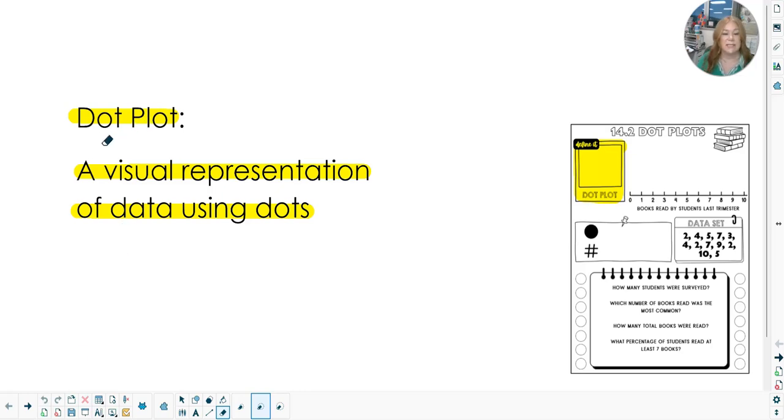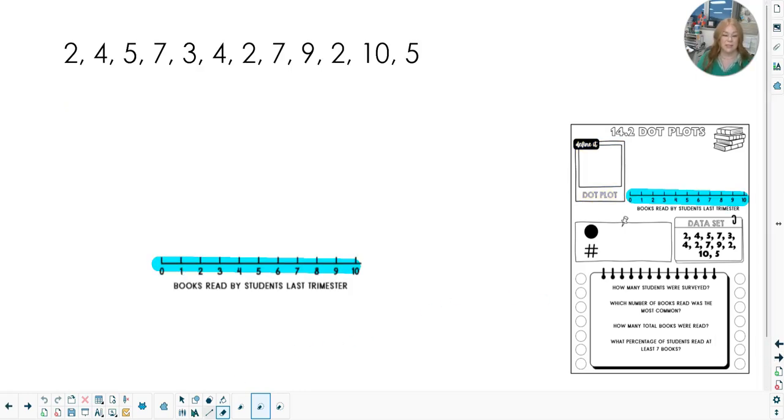A dot plot is a visual representation of data using dots, right? Visual means we're looking at it with our eyes, and we're representing the data with dots, that's a dot plot. We're putting dots and plotting them. So we're going to create this dot plot here.